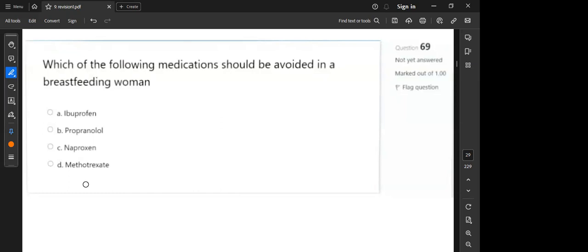Which of the following medications should be avoided in breastfeeding? Ibuprofen, propranolol, naproxen, methotrexate. The doctor has told us it's methotrexate.